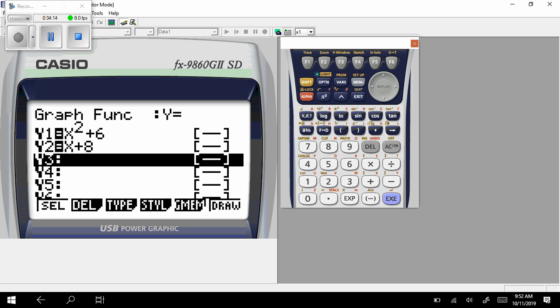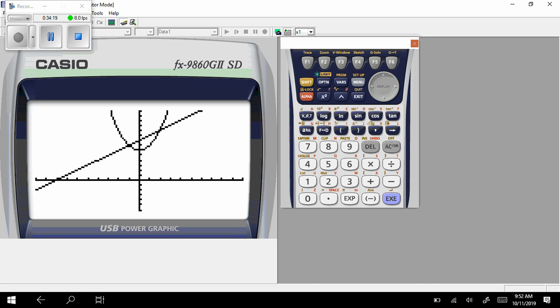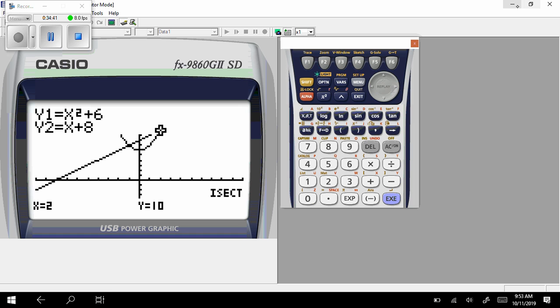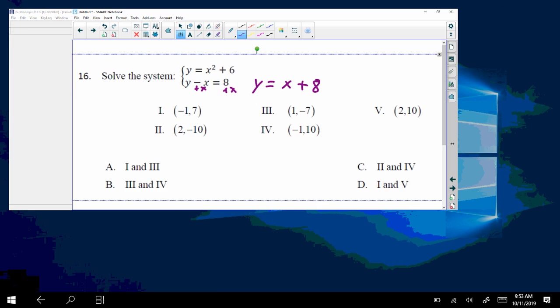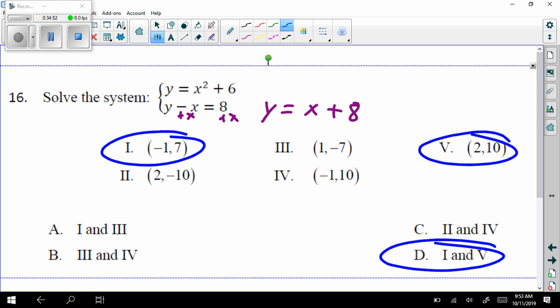When you're solving, you're just looking to see where they intersect. So you can scroll up a little bit to see it better. There's 2 points of intersection, right here on the left side, a little bit of the parabola, and then on the right side of the parabola. To get that intersection, you just do G-Solve, intersect. One of those answers is negative 1, 7. The other answer is 2, 10. Negative 1, 7. And so that's 1 and 5, I and V.